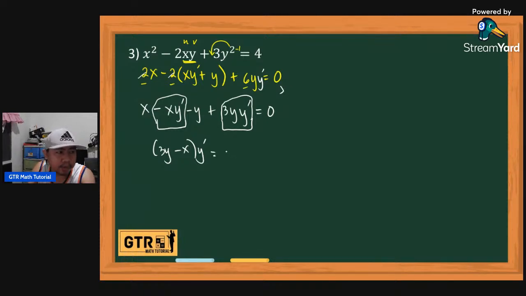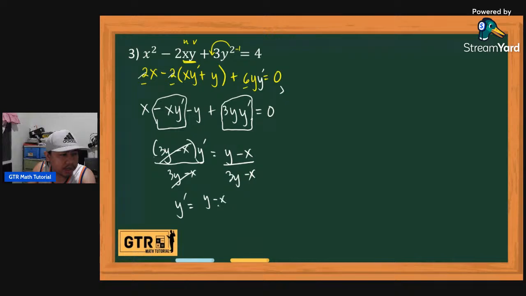So negative y will become positive y. And then x will become negative x. Then solve for y prime, divide both sides by this term. Okay? So divide both sides by 3y minus x. So therefore, the value of the first derivative is y minus x over 3y minus x.